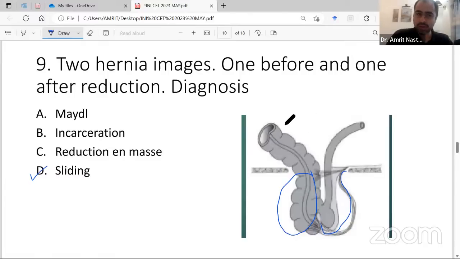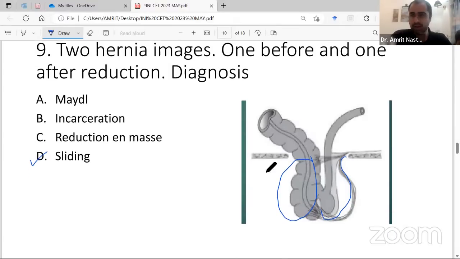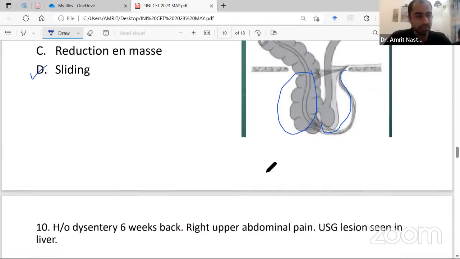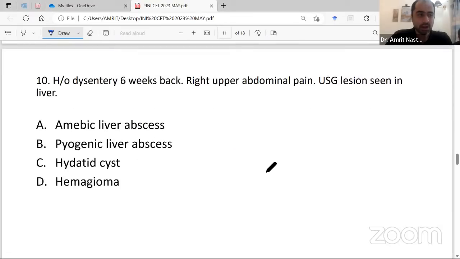All right. So one was reduction. After reduction, some contents were still inside. They are actually not contents. They are part of the wall. Okay. So two images on hernia. Answer is sliding hernia. This is not debatable. This was straightforward. If the contents are still remaining there. Okay, sac got inverted, but contents didn't get reduced. Yeah, that is seen in sliding because part of the contents are outside.